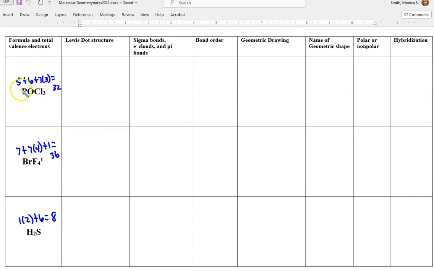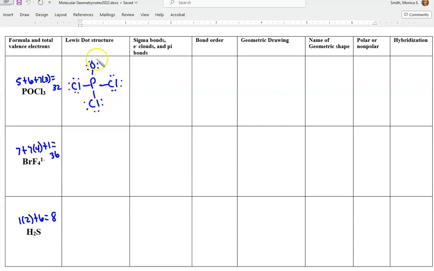Alright, in this video we're going to finish up these last 3. So I wanted to do this one because it has 3 different elements. We would put the least electronegative in the middle and surround it by all the others. So P is going to go in the middle, and then we're going to surround it by 3 different chlorines and an oxygen. So then we're going to give all of these 8. 1, 2, 3, 4, 5, 6, 7, 8 on each.